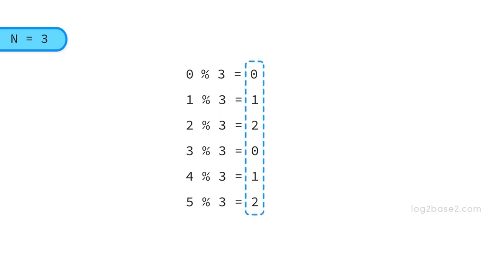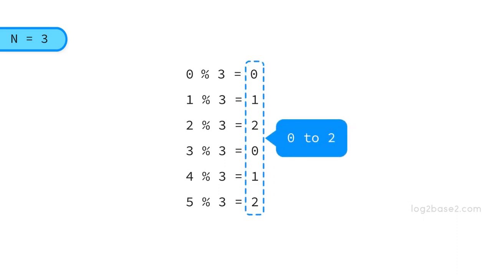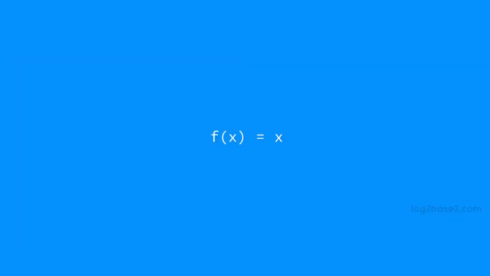If we observe the result, it will always be between 0 and 3 minus 1, which is 0 to 2. So we can change our method using the modulo operator so that it will always provide the index within a range. So we can effectively save the space. The new method will be f(x) = x mod size. Here, size indicates the hash table size.